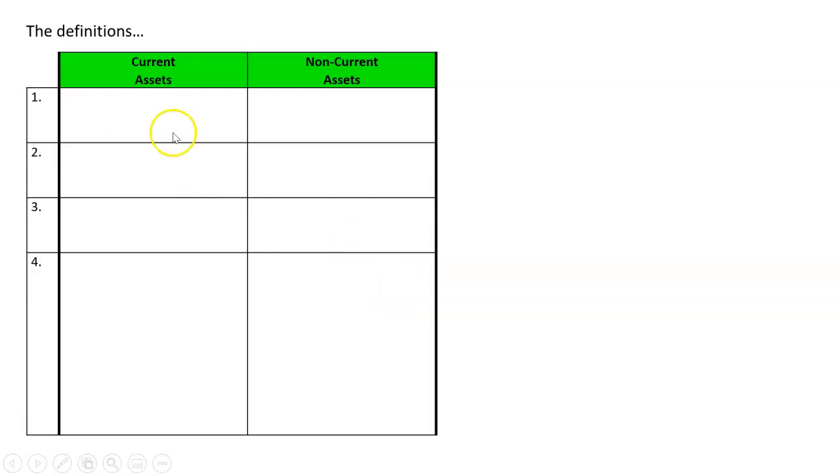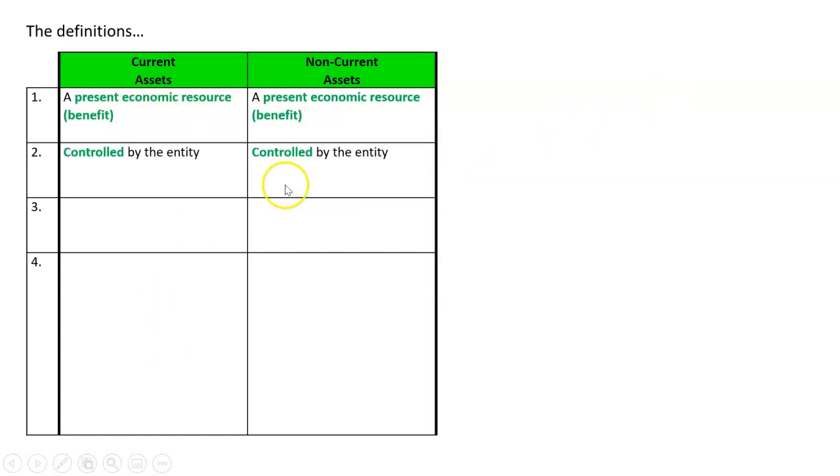put here. There's going to be 4 parts, and you go, well, I've got to remember more stuff. You actually don't, because the first 3 parts are going to be the same as our definitions that we used earlier when we looked at what an asset is. So we could say the first thing for both a current and non-current asset is they're both a present economic resource or benefit. The second part for both is they're both controlled by the entity. And the third part for both is that they both arise as a result of past events or a transaction. So that's the same. You don't need to learn anything different.